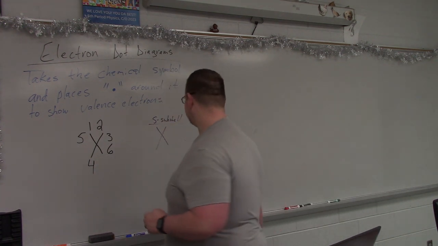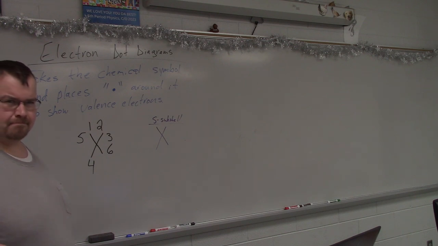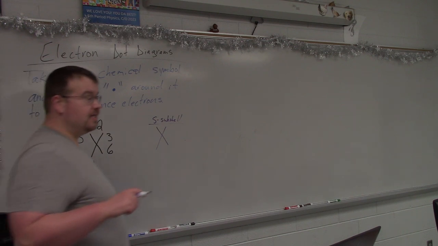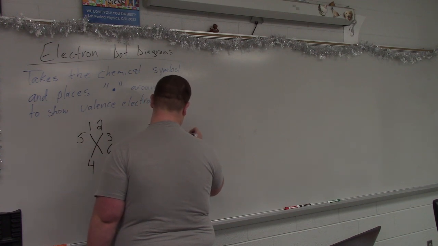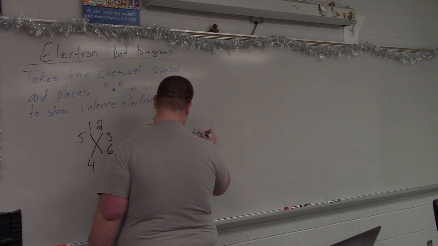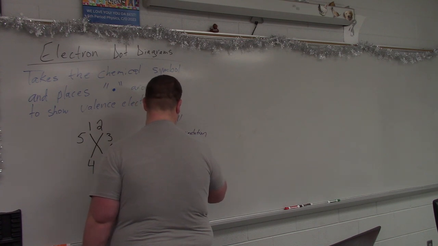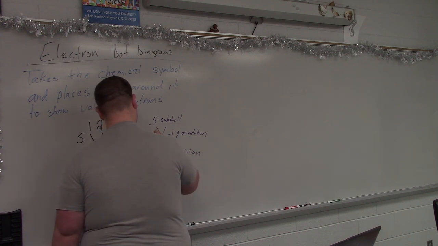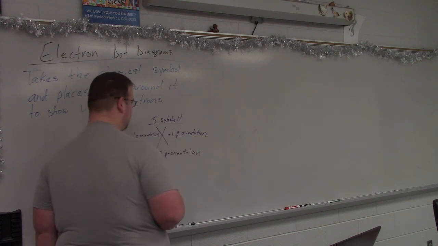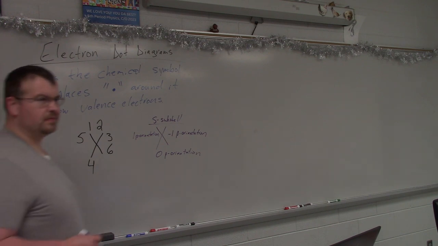But how many orbitals are in a P subshell again? There's six. I mean orbitals. Three. So here is the negative one P orientation. The zero P orientation. And here's the one P orientation. Makes it easier to understand.